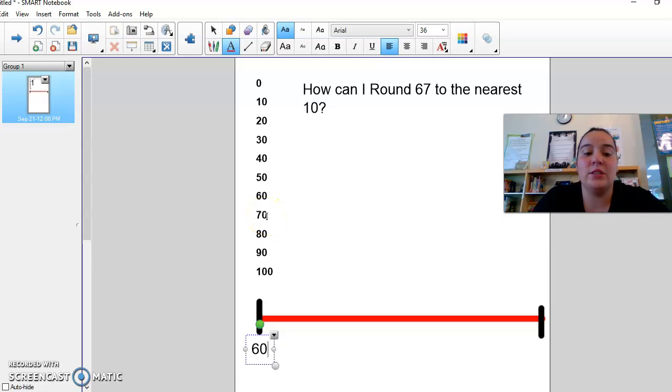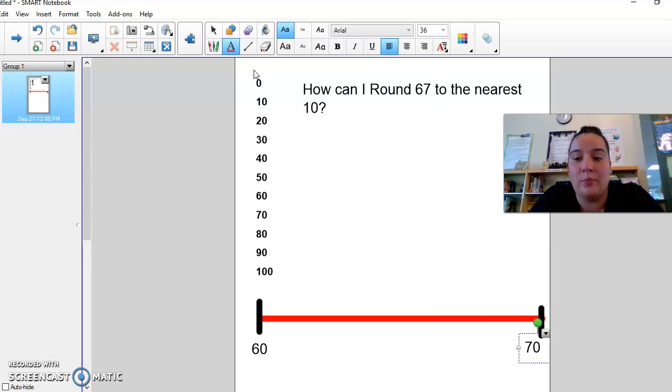Now I'm going to look at the 10 that comes right after it. Okay, so what comes right after 60? 70. So I'm going to figure that out by putting a 70 there. Okay, so now I know my number, 67, is between 60 and 70.